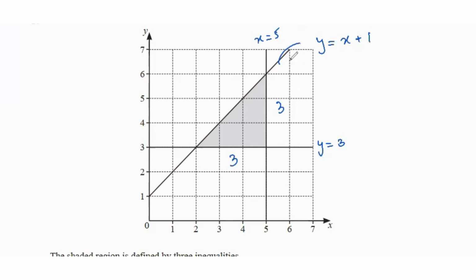Now for the inequality part, for x equals 5, we have values of x which are less than 5. So that means x less than or equal to 5, because the line drawn is a full straight line. It's not a dotted line. If it was a dotted line, then it would be just x less than 5. For y, the values of y are increasing, so y is greater than or equal to 3. And for the line y equals x plus 1, the values are decreasing. So y is less than or equal to x plus 1.